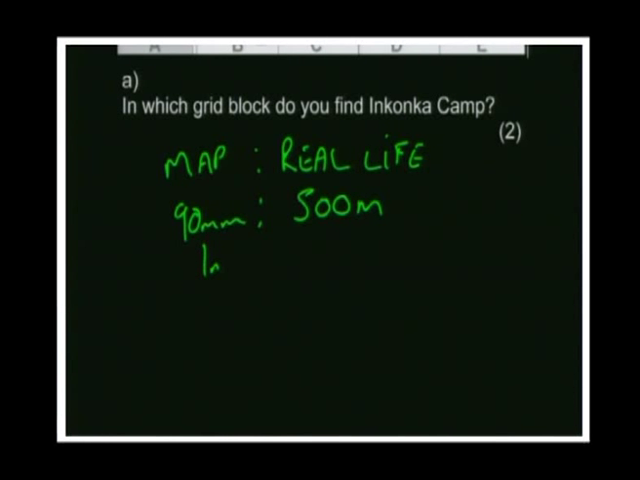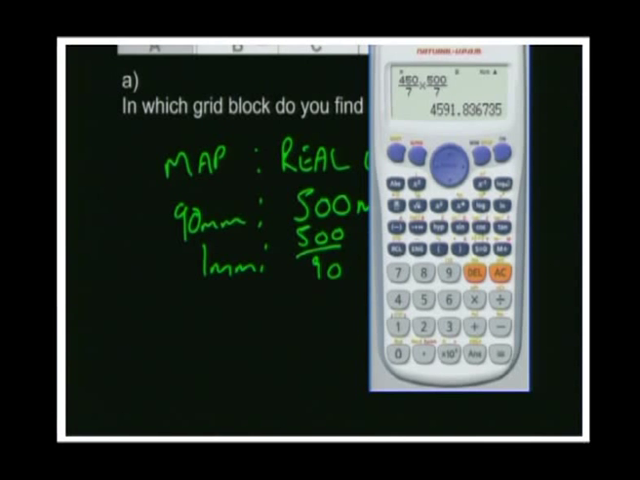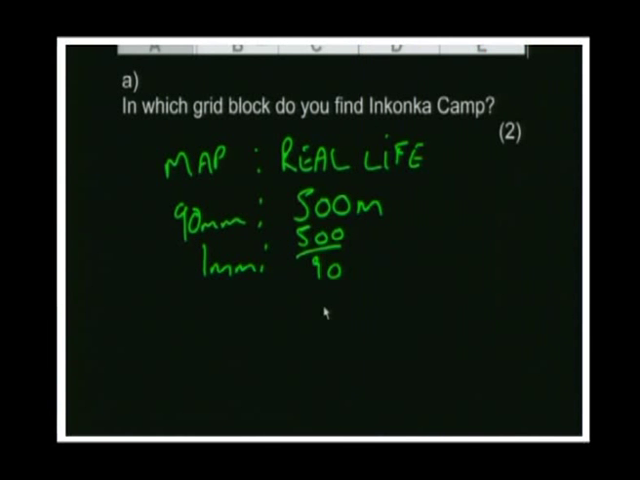What does 1 millimeter represent? Well, 1 millimeter is going to be 500 over 90. What's that going to be on my calculator? Let's have a look. We're going to say I have 500 over 90 equals 50 over 9. So we know that is actually 50 over 9 meters. Okay? So 1 millimeter on my map represents 50 over 9 meters in real life.